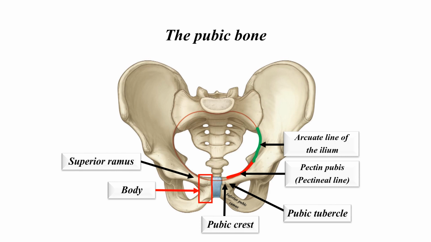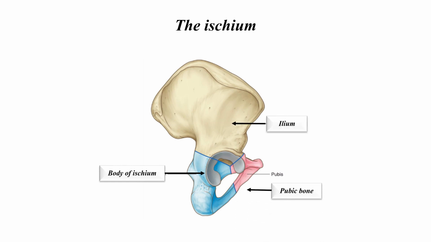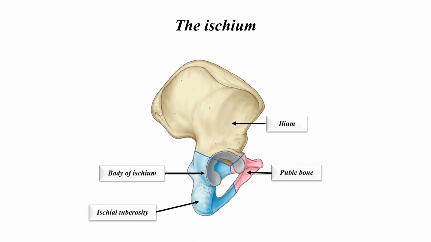Now we will talk about the ischium. This is the ischium. It has a body. The body of the ischium joins the ilium and the pubic bone at the acetabulum. Ischium has the ischial tuberosity. It is a rough surface for muscle attachment. Also, it has the ramus. We call it the ramus of the ischium or ischial ramus.